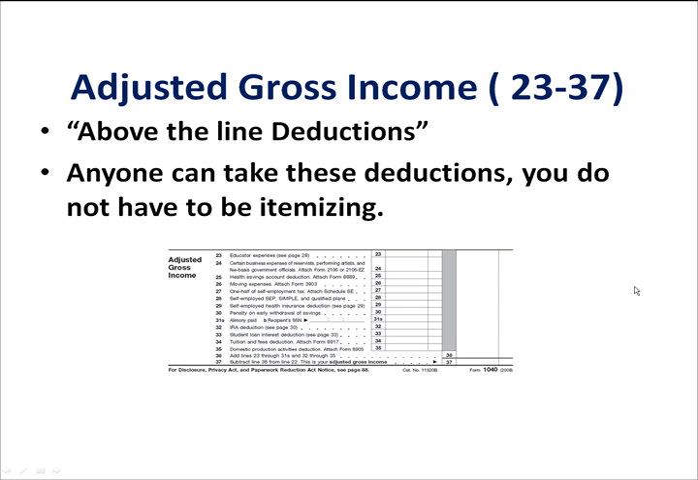Adjusted gross income. So this is right at the bottom, and this is what they call above the line deductions. And the line is going to be right at the bottom of this line to account for your adjusted gross income, which would be right on line 37. Anyone can take these deductions. You don't have to itemize.